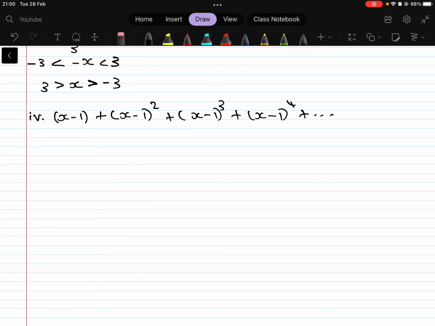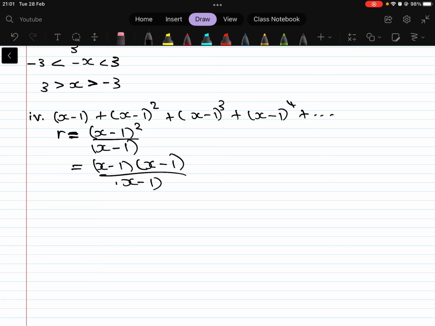Because of how complex the whole geometric series looks, it's advisable to start by getting the simplified version of r, before you go to the condition of the inequality. So how you get your r is like this. Just take term 2 divided by term 1, and then simplify from here. x minus 1 squared is the same as x minus 1 times x minus 1, so that will cancel, and you're left with x minus 1.